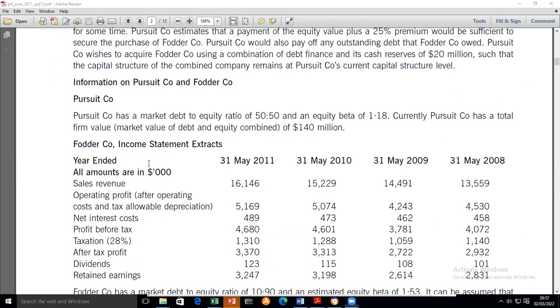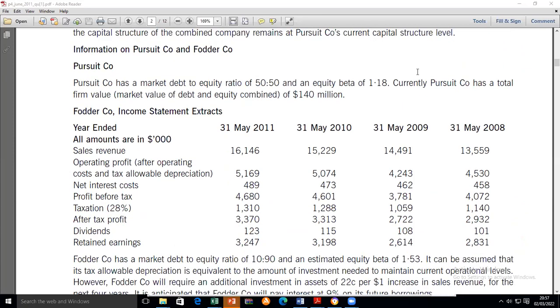Let's move. Currently, Pursuit company has a total firm value. They are giving us more information here that we need. On its own, P has got a value. What value? It has a total firm value, meaning the value of debt plus the value of equity, combining these together, the company is at 140.